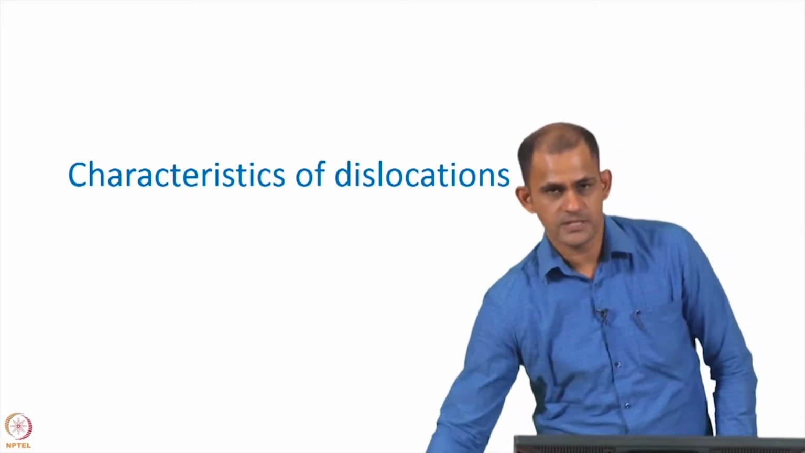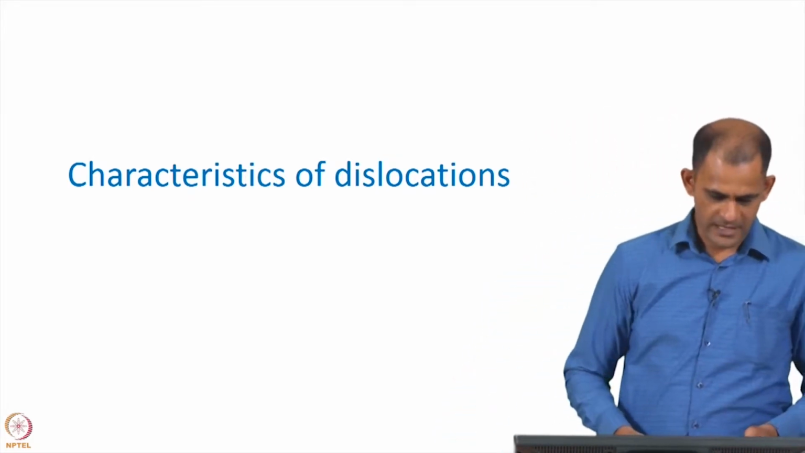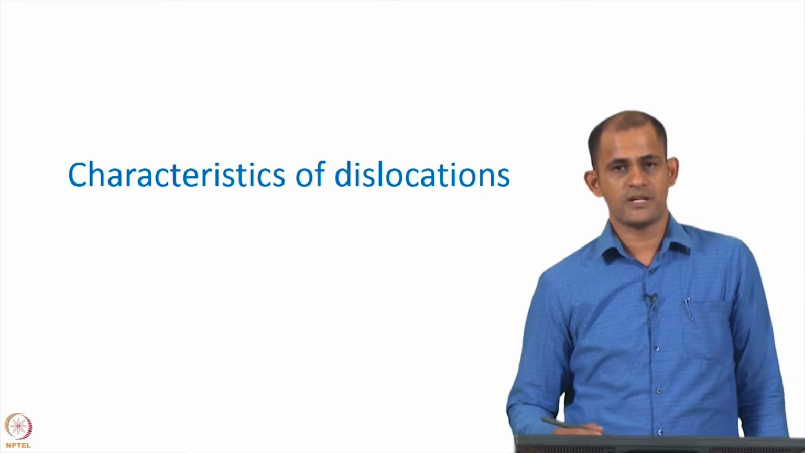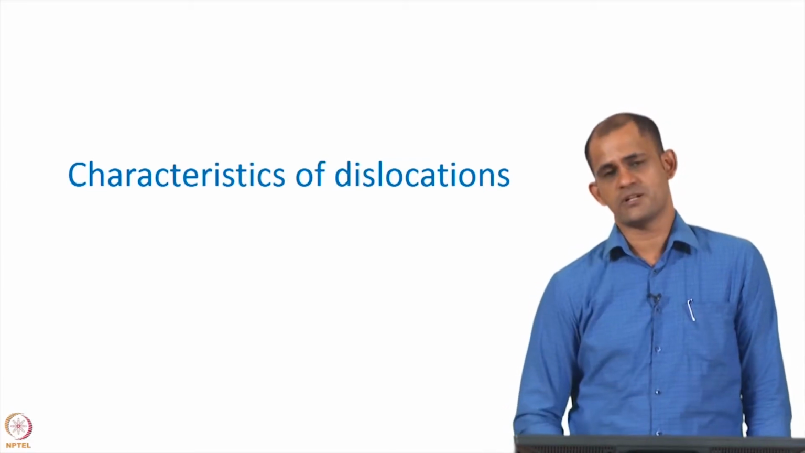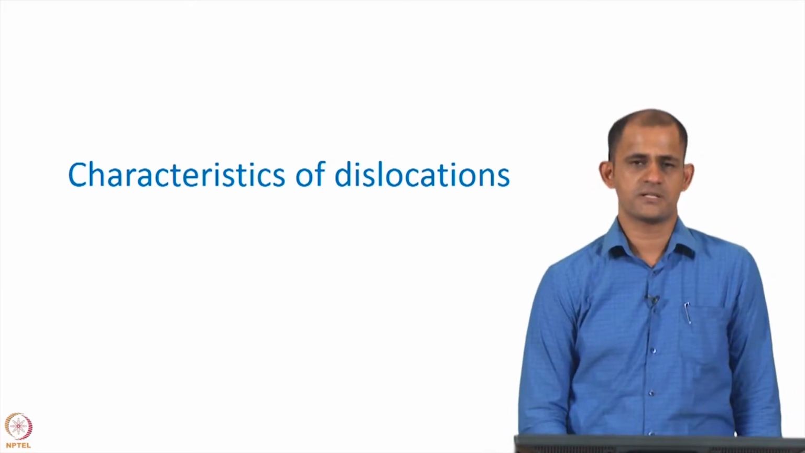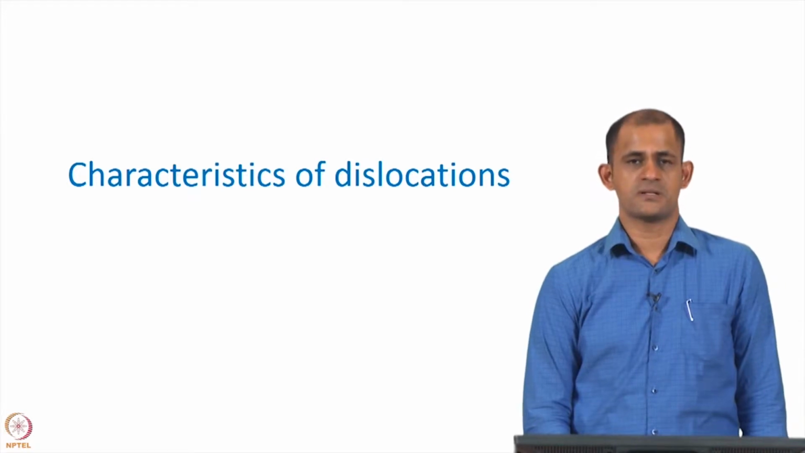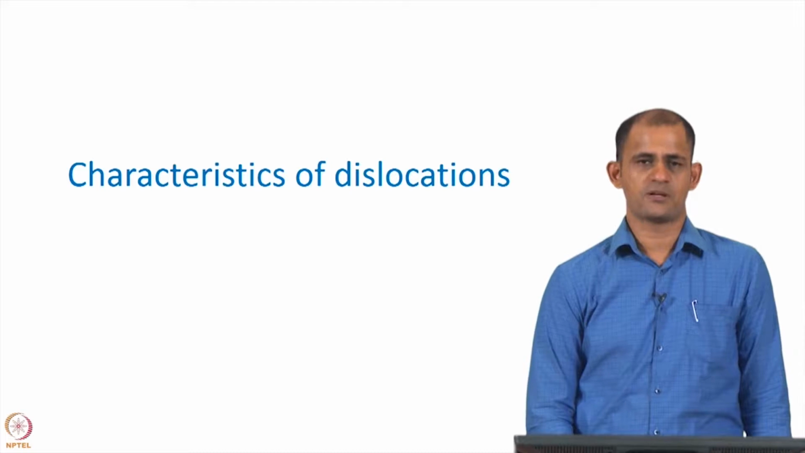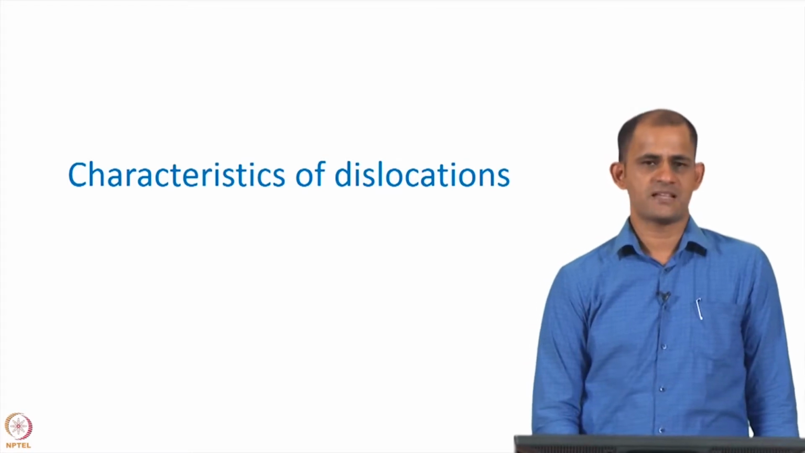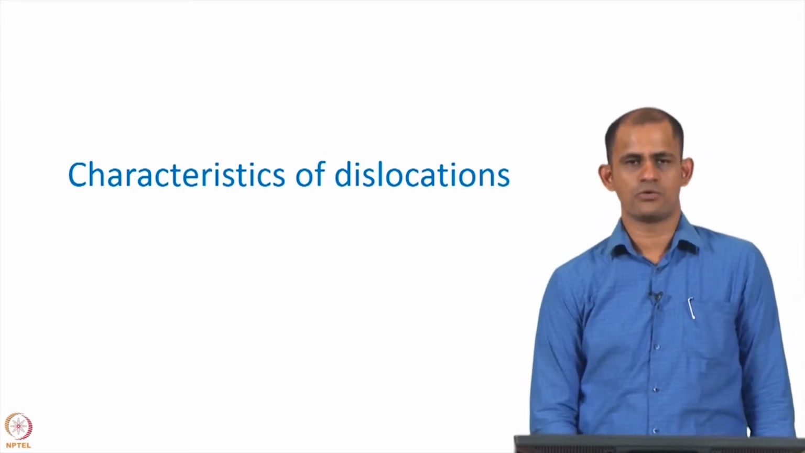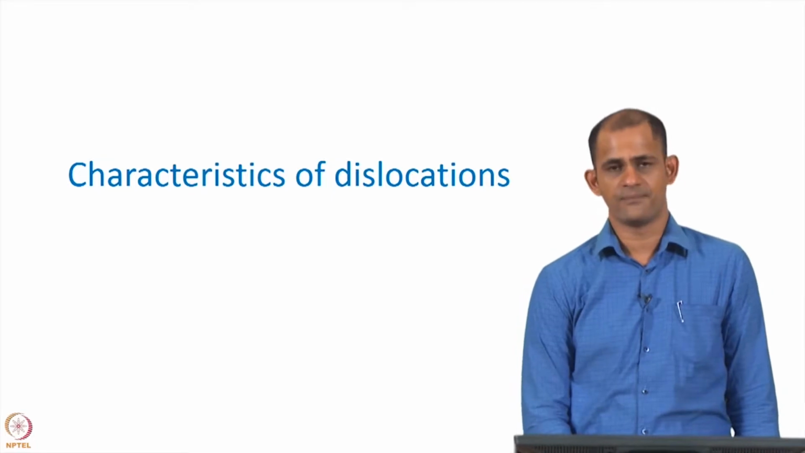Characteristics of dislocations. So, what are the different characteristics? We already spoke about the nature of dislocations, the type of dislocations such as edge and screw dislocations, the motion of dislocations. For example, edge dislocations move by climb, screw dislocations move by cross slip, and temperature has a role to play, stress also has a role to play in how the dislocations behave.